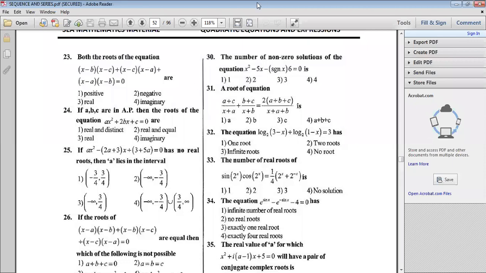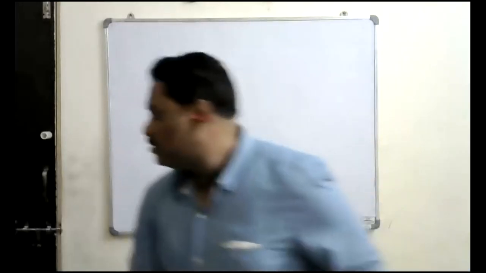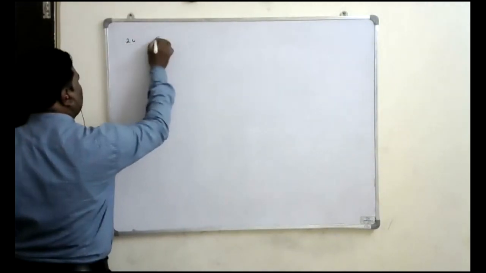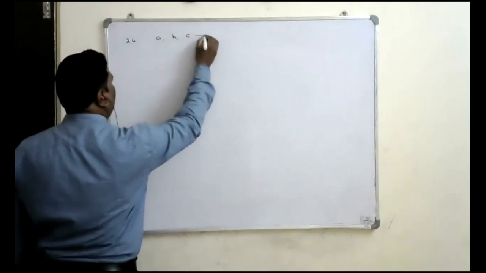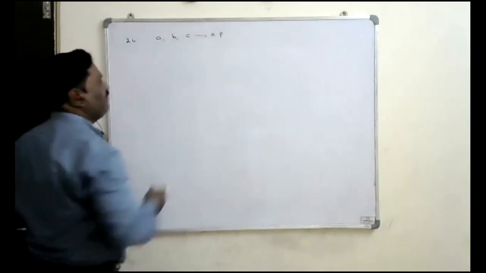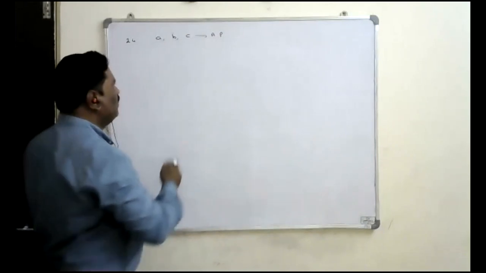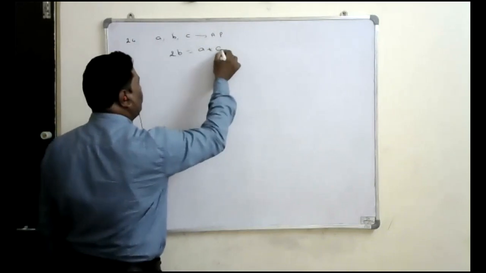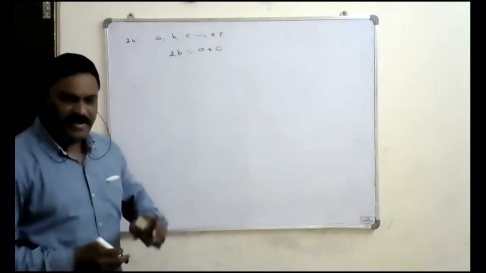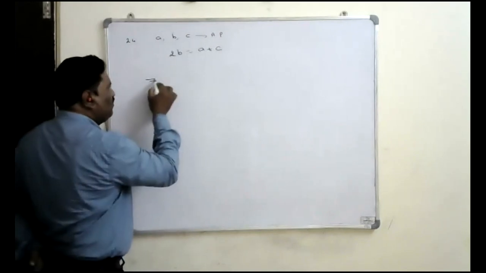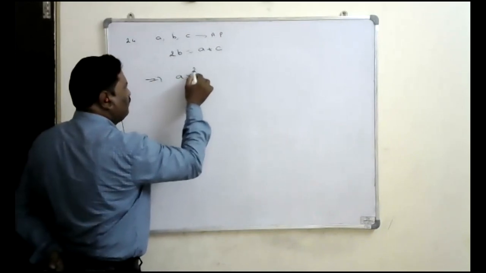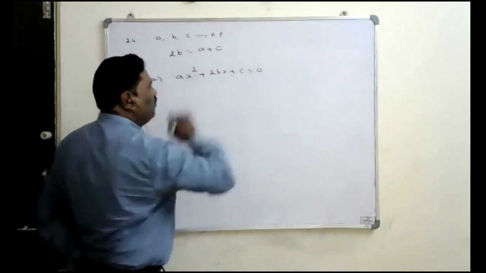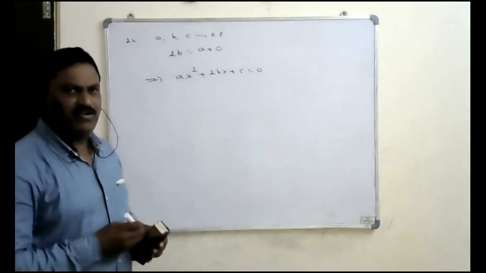Just observe this problem. Since it is given that A, B, C are in AP, we know that if any three terms are in AP, then 2 times the middle term is equal to the sum of the remaining 2 terms. This condition was given indirectly. Then what are the roots of this equation ax square plus 2bx plus c is equal to 0? What is the nature of these roots?